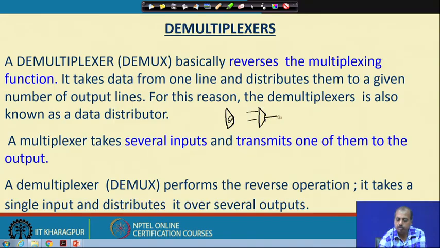These are the data inputs, this is the output, and this is the select line. So, this is the way we are showing the multiplexer. Similarly, for a demultiplexer we will show it like this.